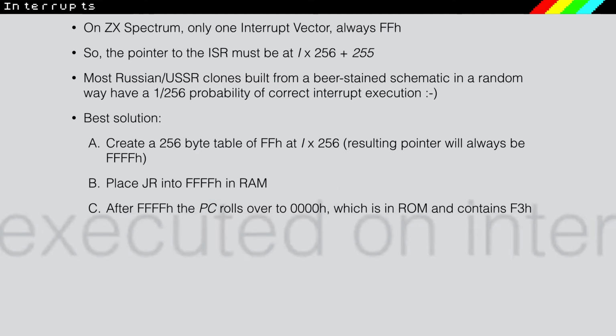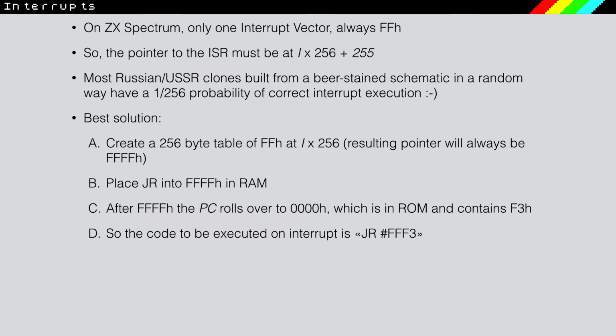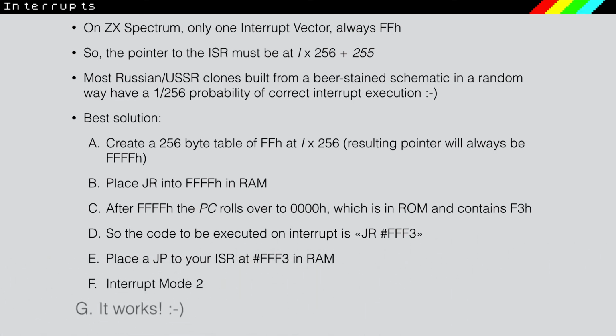Then at FFF3 place a JP instruction, which is 195 when compiled, and right after it place the address of your ISR. And after all that, set the interrupt mode to the second mode, and you should be rolling fine.